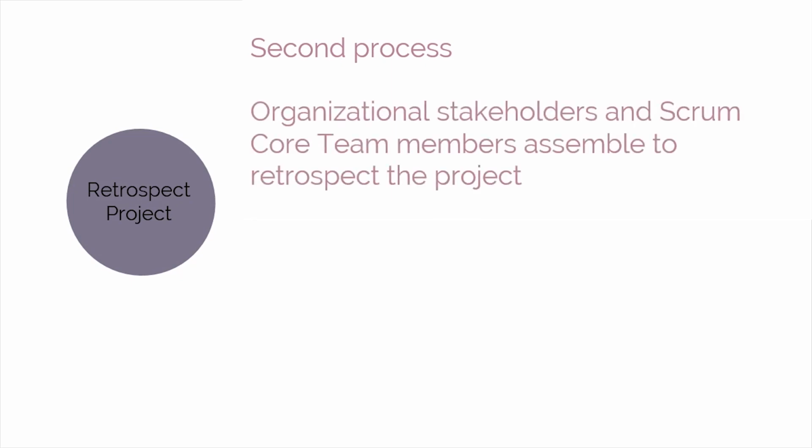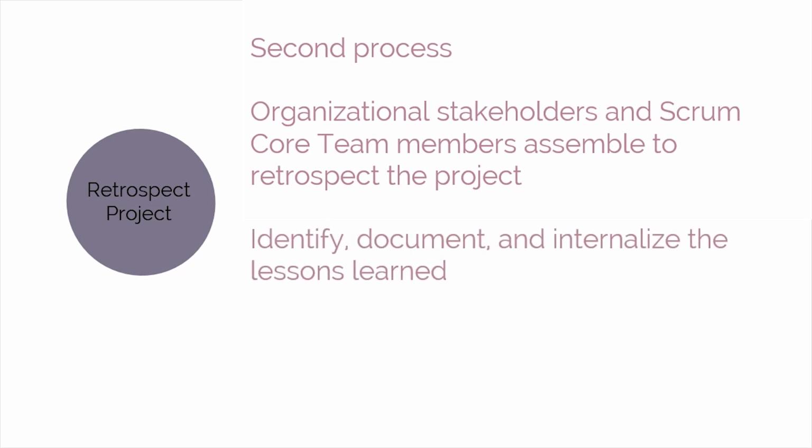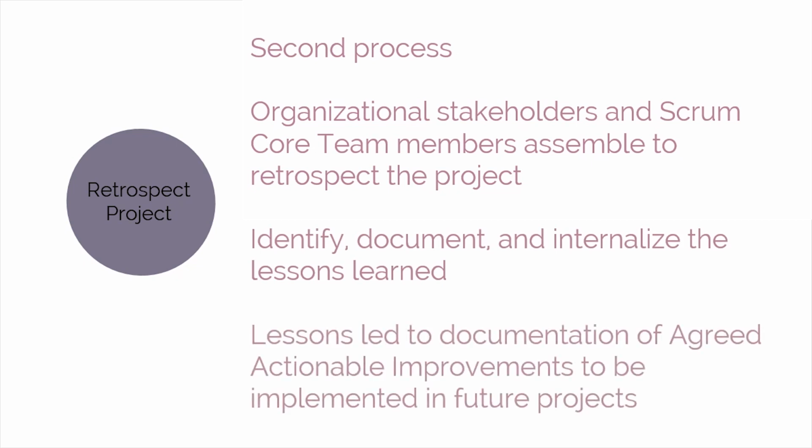The second process is Retrospect Project. In this process, which completes the project, organizational stakeholders and Scrum Core team members assemble to retrospect the project and identify, document, and internalize the lessons learned. Often, these lessons lead to documentation of agreed actionable improvements to be implemented in future projects.